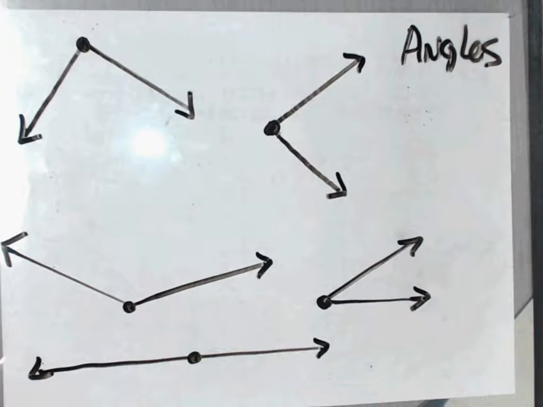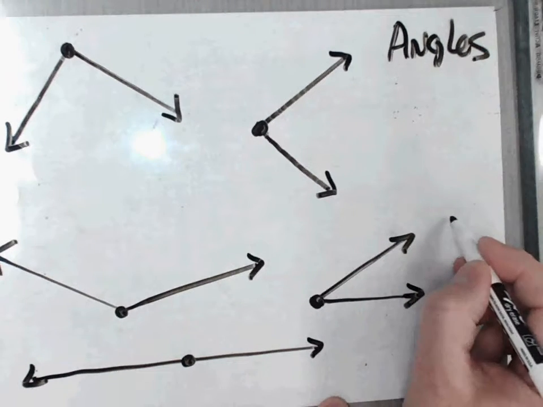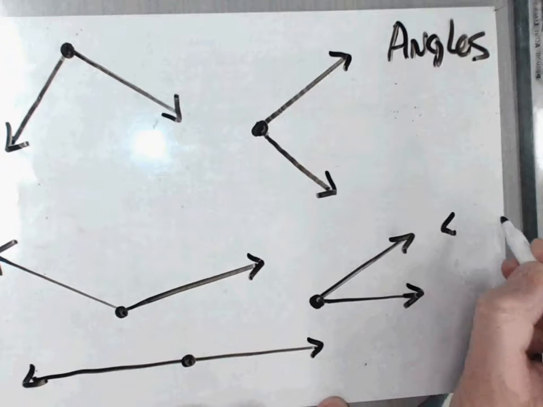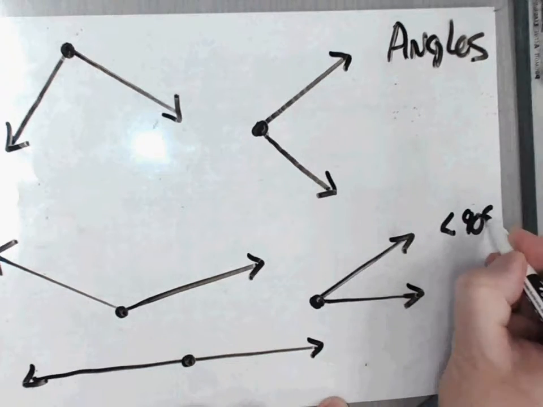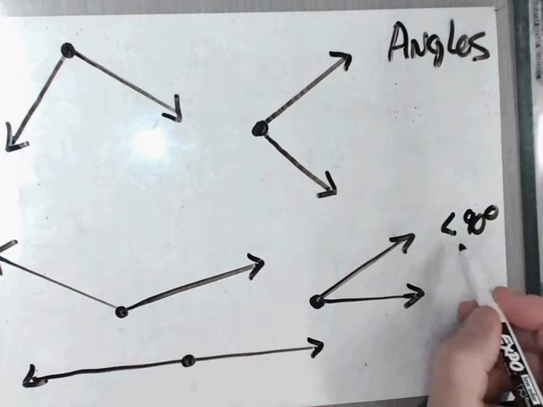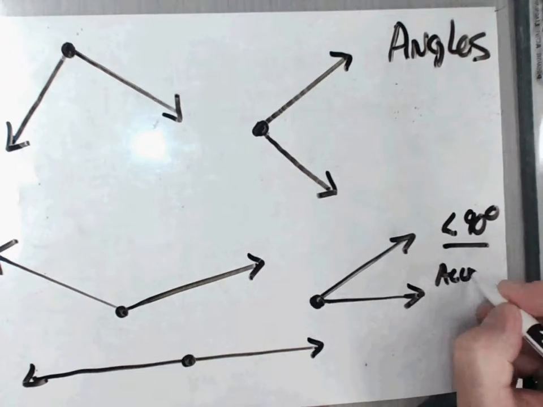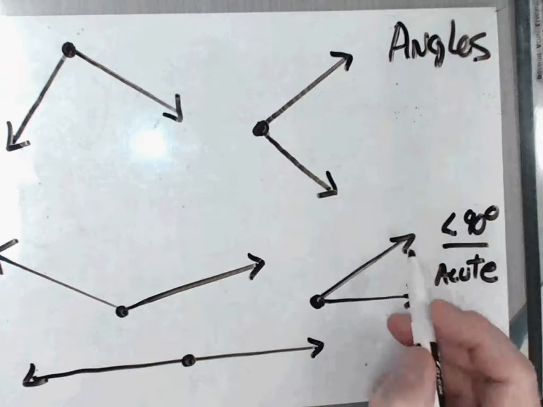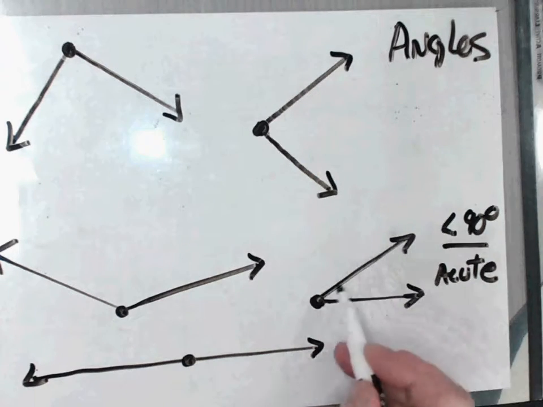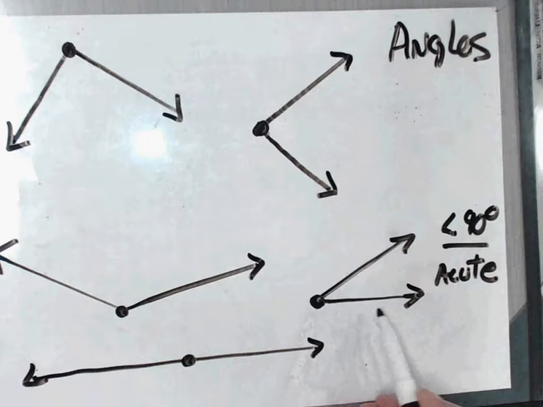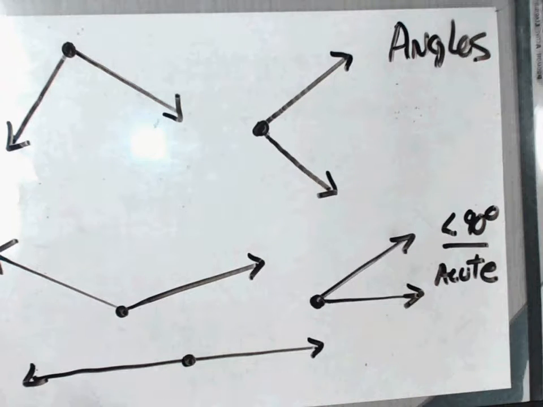The first angle is one that is less than 90 degrees, and one that's less than 90 degrees would be an acute angle. An acute angle is less than 90 degrees. So this angle right here would be an acute angle.